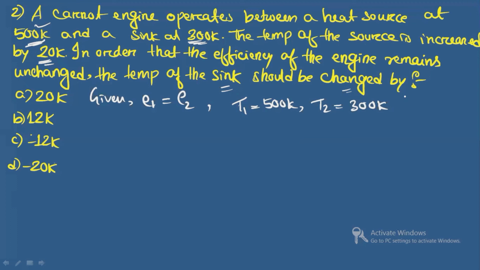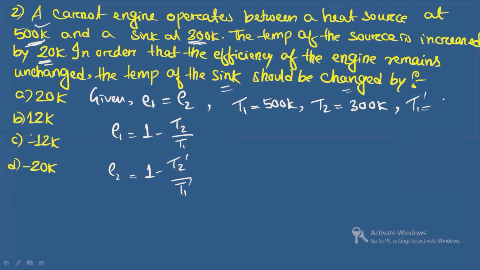For the first case, the efficiency is this one. And if I write E1 is equals to 1 minus the temperature of the sink, that is T2, by T1. And E2 if I consider to be 1 minus T2 prime by T1 prime. Alright. Now you see here, temperature of the source is given to you. That means T1 is given to you. T1 prime it is given to you how much?